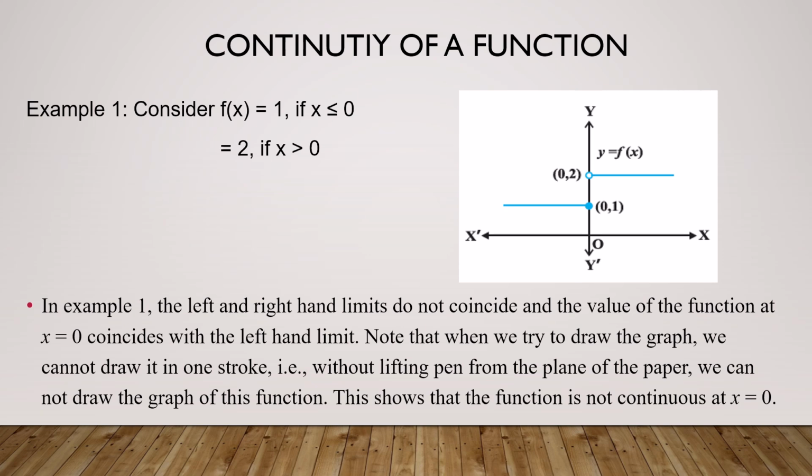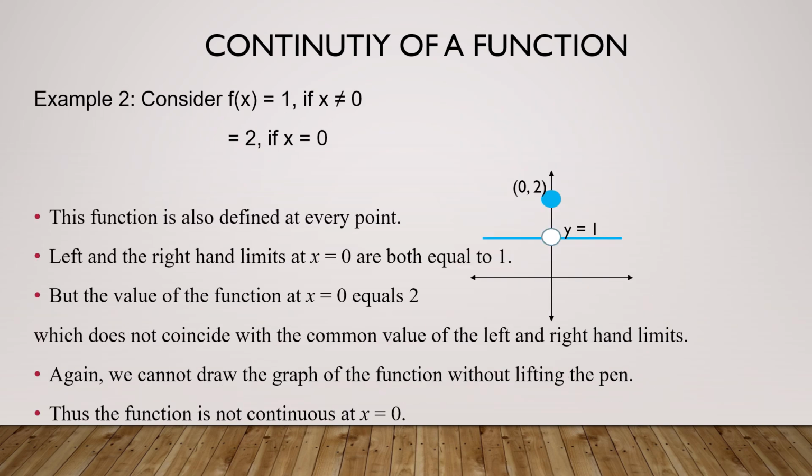Now also when you try to draw the graph, we cannot draw it with one stroke. That means without lifting the pen from the paper, you cannot draw this graph. You can see from the graph that without lifting the pen from the paper, you cannot draw it. That means the function is not continuous, and specifically not continuous at x equal to 0.